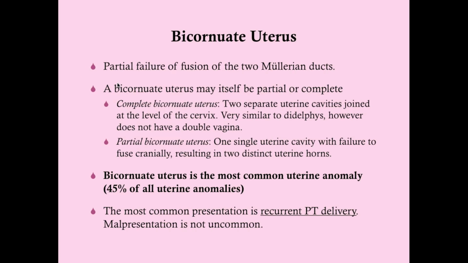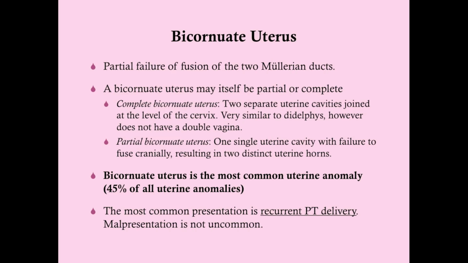So let's talk about why that is. Okay, so this can be complicated. A bicornuate uterus can itself be partial or complete. In a complete bicornuate uterus, you have two separate uterine cavities that are joined at the level of the cervix. So if you were to look, you have the cervix and then two horns coming out. And that looks a lot like a Didelphys uterus. The difference here is that you don't have a double vagina. That is what separates a Didelphys uterus from a complete bicornuate uterus. It looks almost identical, but you don't have a double vagina. So very similar to Didelphys.